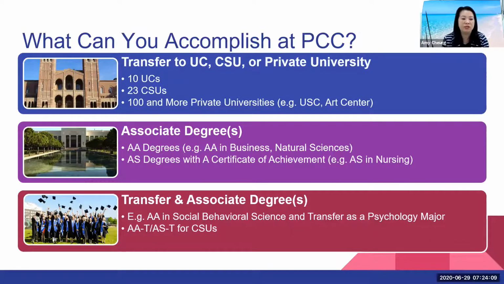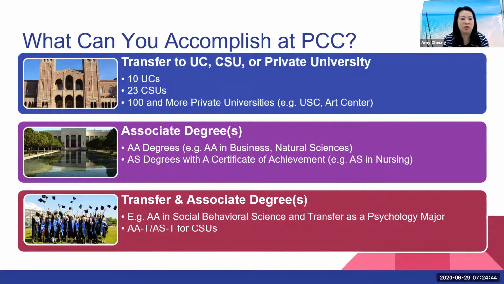Basically, an associate degree is like half of a bachelor's degree that the community college can offer to students. In terms of associate degrees, you can get your associate degree in arts, such as business or natural sciences. So it's more of an area of emphasis. It's a general major. Whereas with the AS degree, associate in science degree, it always comes with a certificate of achievement. It's more for students who are not planning to transfer.